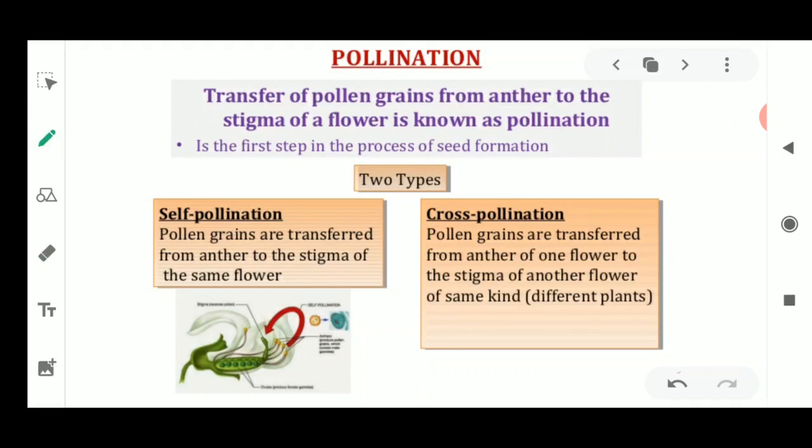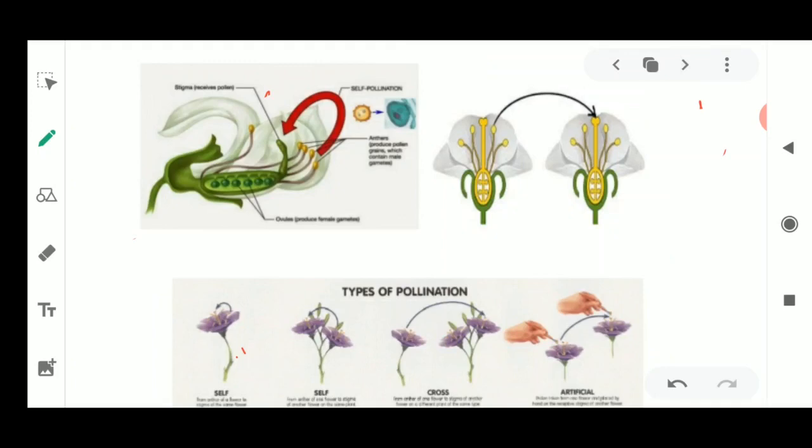So this was all about pollination, children, which is of two types. In self pollination the same flower is required and the variety remains the same, and in cross pollination the plants could be different and the flowers could be different.